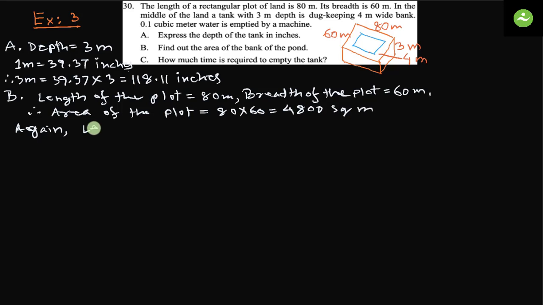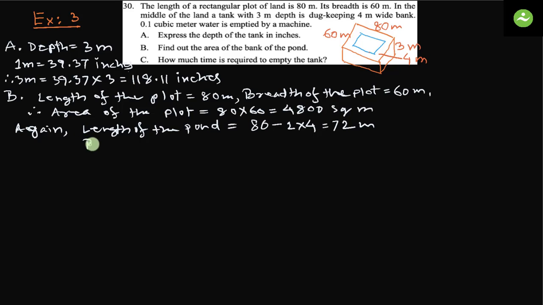Again, length of the pond we can find deducting the width of the bank, both sides. So the length of the pond will be 80 minus from both sides, means on the right and on the left. You see, so 4 meter on the right, 4 meter on the left. If we deduct, it will be 2 into 4 equals to 72 meter.